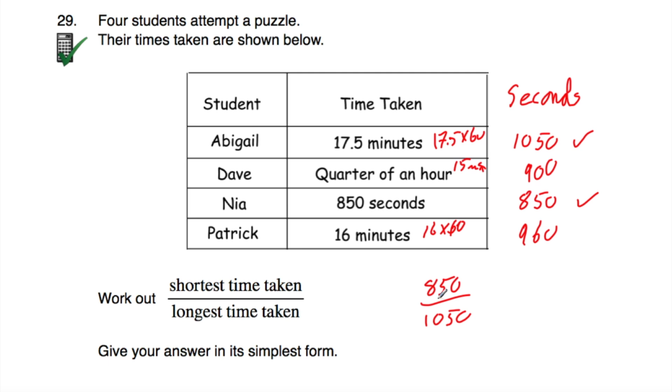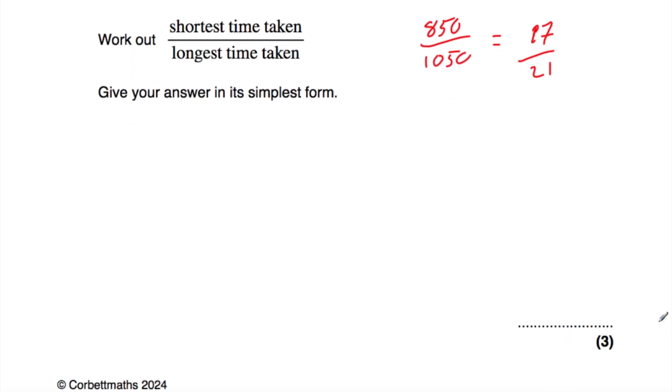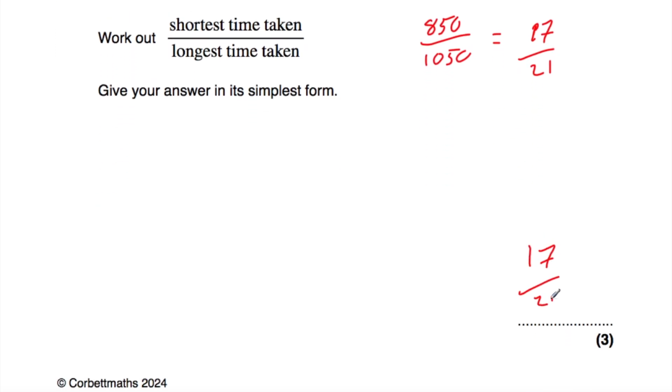We can just cancel this down. Actually it's a calculator question, so we can just type this into our calculator. We type in the numerator 850, type in the denominator 1050, and press equals. And that gives us as a fraction an answer of 17 over 21. So that's it. The answer would be, in its simplest form, 17/21.